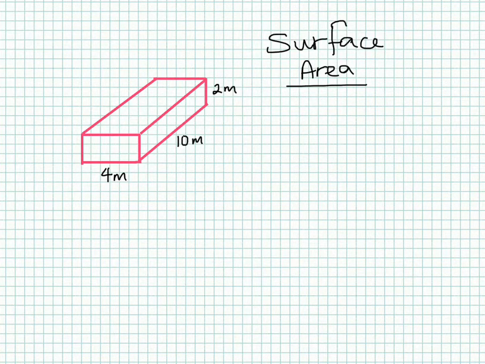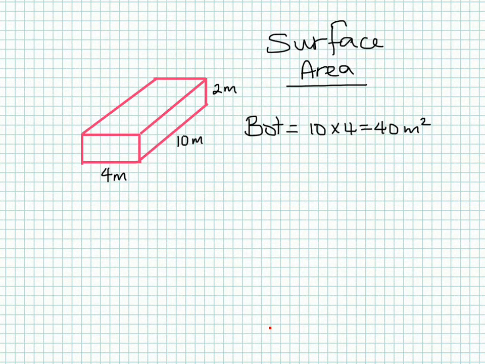Let's start with the bottom. Maybe we should rub that out. So let's start with the bottom here. So let's see, that's the bottom side here, that's the bottom. You can realize straight away that it's a rectangle with a length of 10 and a width of 4. So quickly multiply that, 10 times 4, that gives me 40 square meters.